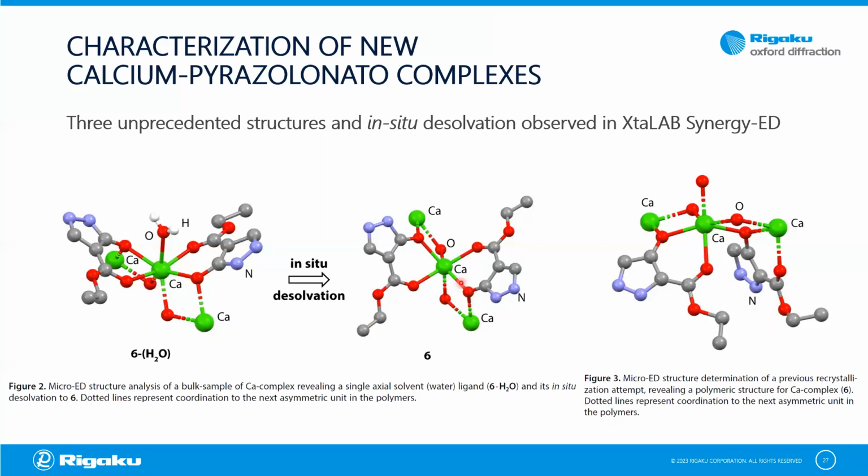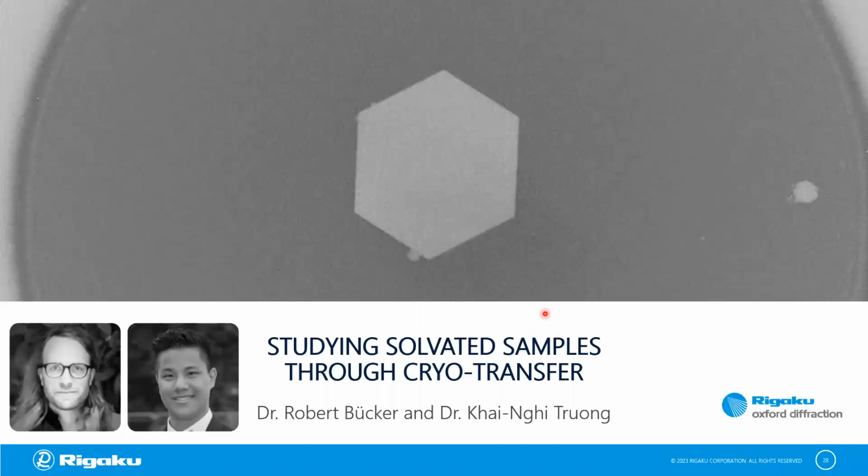It resulted in a slight change of the unit cell parameters, and of course we couldn't find it anymore in the structural solution. And this is quite an interesting feature of this structure. However, of course, we would like to be able to control this behavior in a better fashion. And this is what we will be concerned with in the next part of this talk, when we talk about studying samples under cryo conditions.